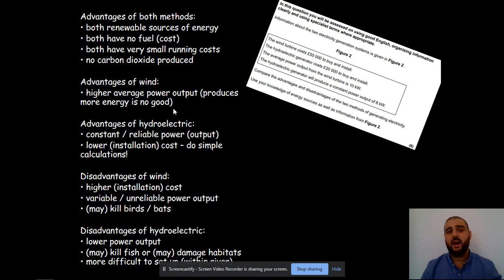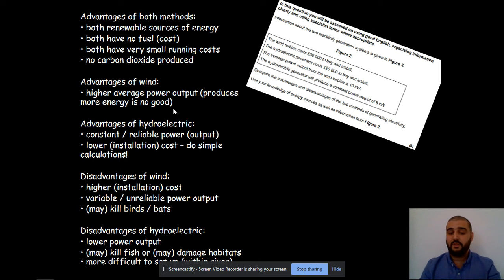Advantages of wind: higher average power output. Simply saying produces more energy is not detailed enough. Advantages of hydroelectric: constant, reliable power, because obviously you're aware of the amount of water that's building up, and lower installation costs. Do the simple calculations, meaning, say, by how much is it actually lower? Looking at the question there, I can see that it's cheaper by £30,000.